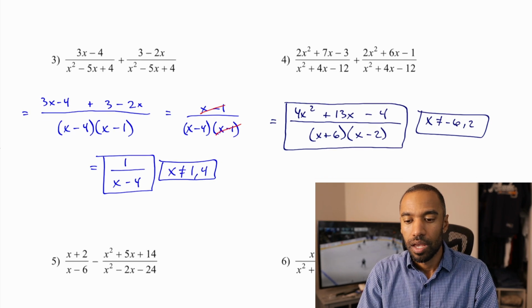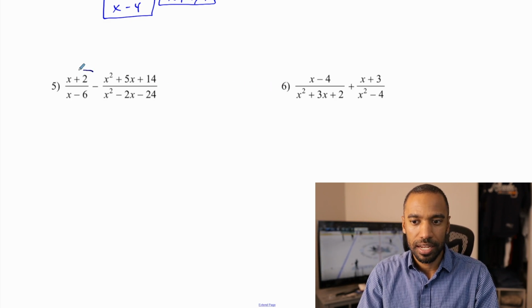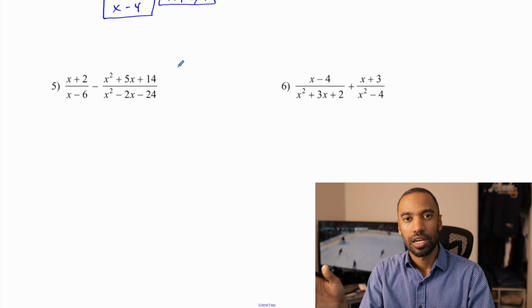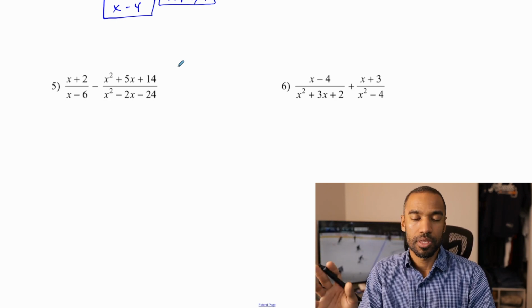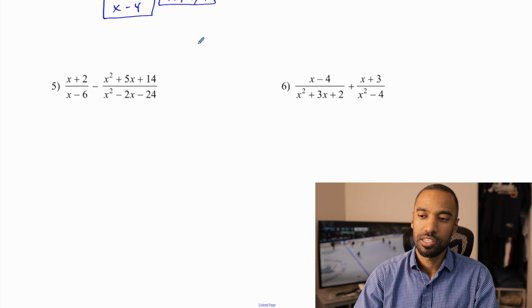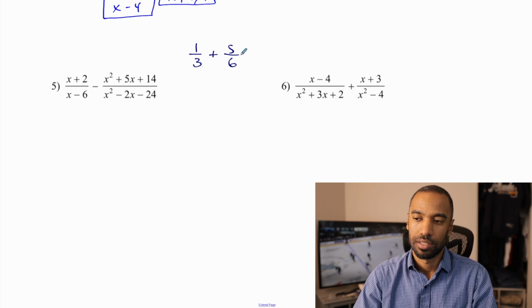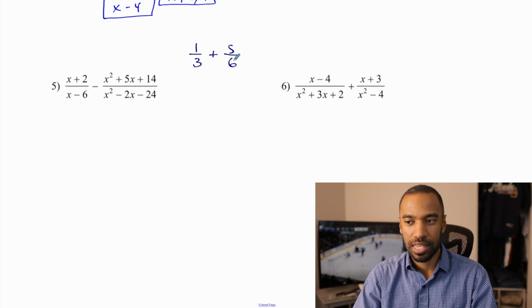All right, numbers 5 and 6 down here. This time we don't have common denominators, so we can't just add across the top as if all's good. We have to first come up with a common denominator. I want you to equate this to numbers. If I had something like 1/3 plus 5/6, I need to figure out what this is missing that this has.